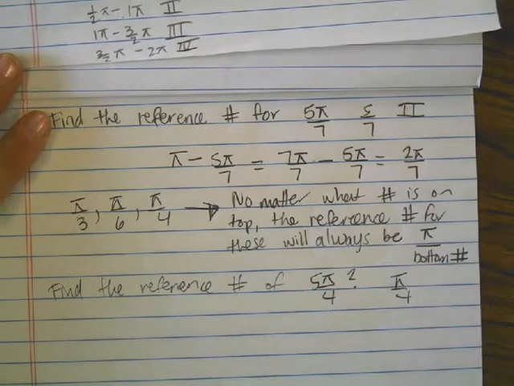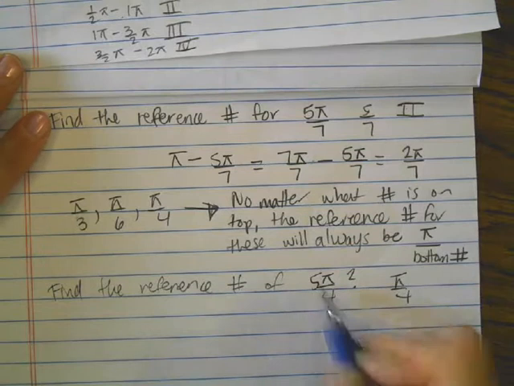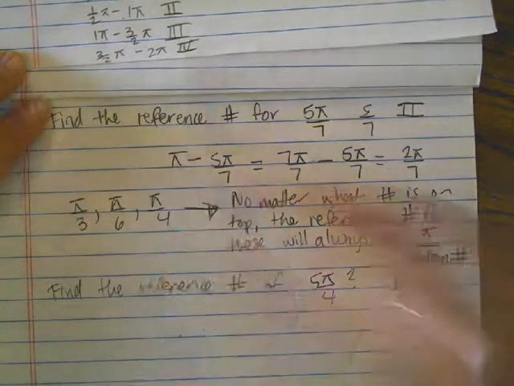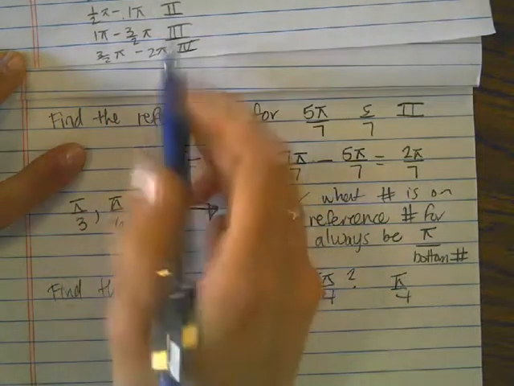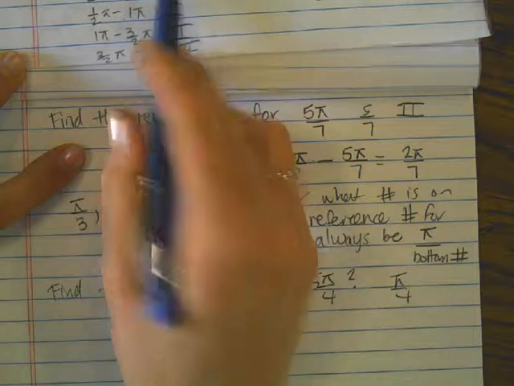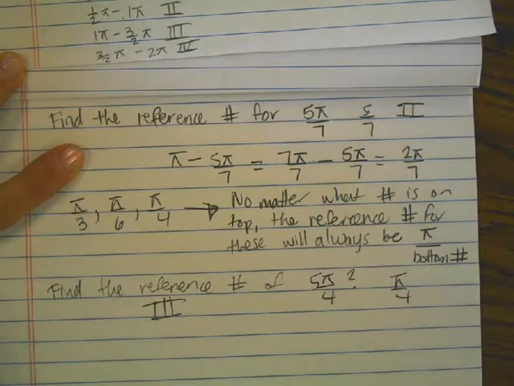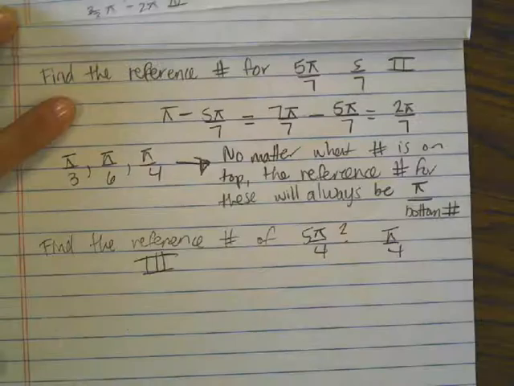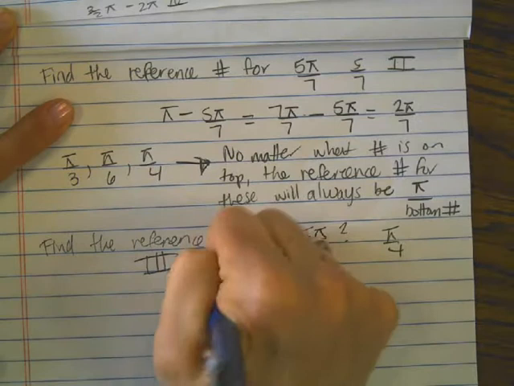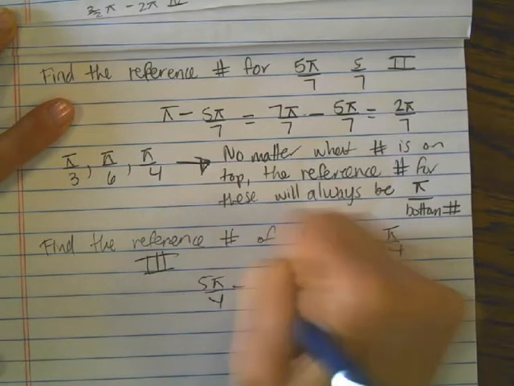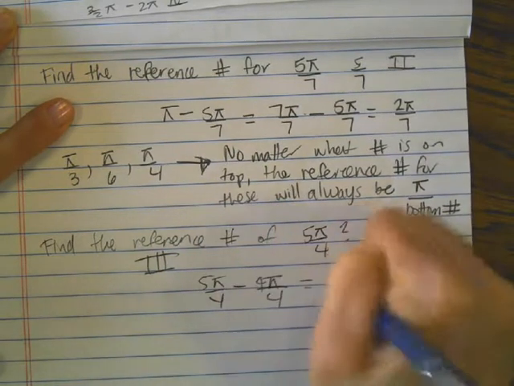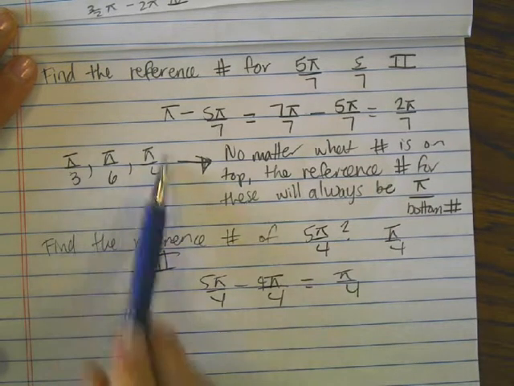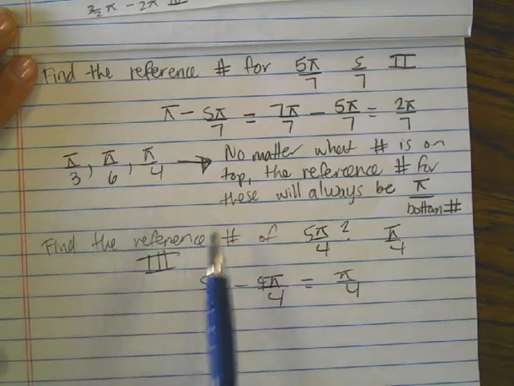If you want to do the work, you could say, okay, 5 over 4. 5 over 4 is a little bit more than 1, so it'd be between 1 and 3/2 pi. So that's quadrant 3. In quadrant 3 it's t minus pi, so I can say 5 pi over 4 minus pi is the same thing as 4 pi over 4, which gives me pi over 4. The bottom number is always the reference number. This works for pi over 3, pi over 6, and pi over 4 only. But luckily these are the ones that we use all the time, so it helps us out.